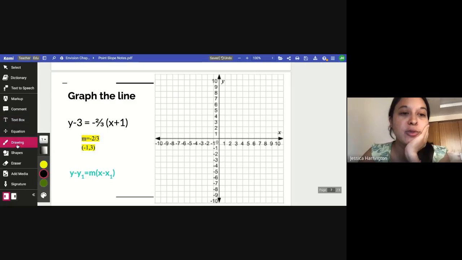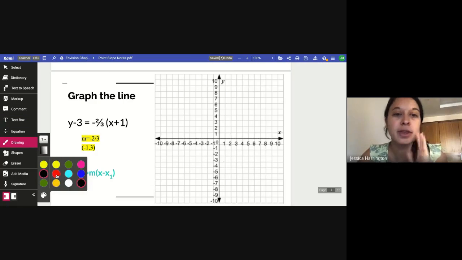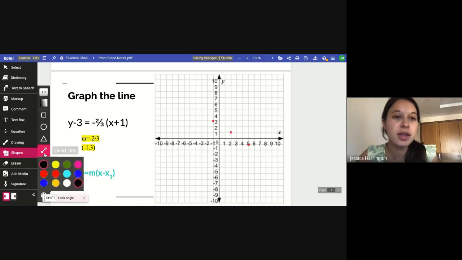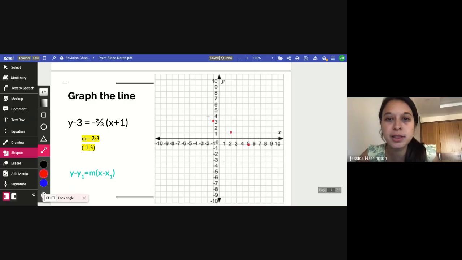So if I come to plot that line here, I know I can put a dot at -1, 3, which is here. And then I use my slope, -2/3, to draw the rest of the line, right? So down 2, over 1, 2, 3, right? And I could keep doing that until I have enough points to draw the line. I'm just going to leave it like that. And it's going to look something like that, right?